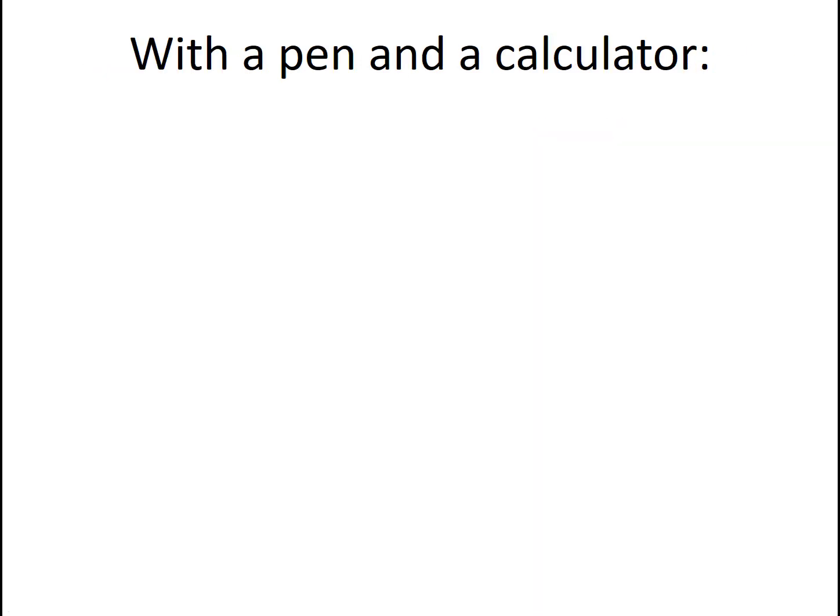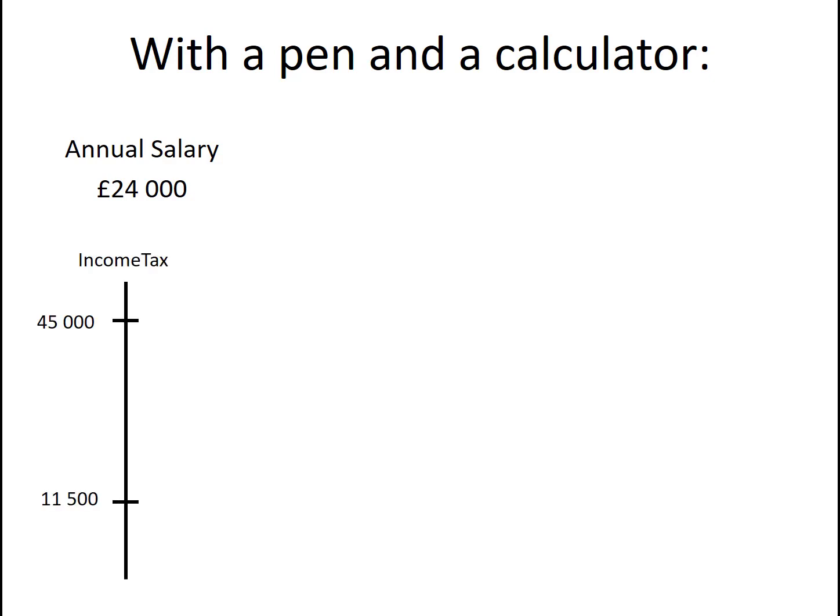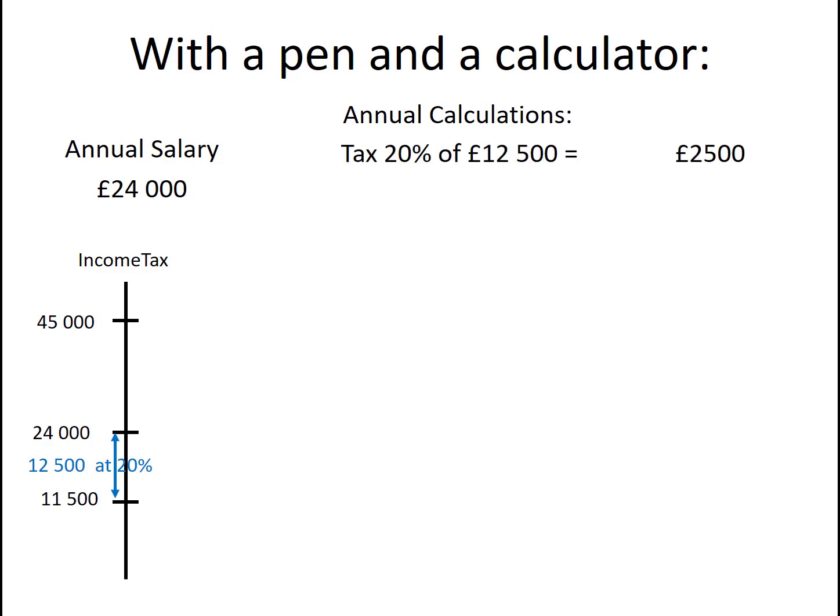Now, you should know how to do this already with a pen and a calculator and a sheet of paper. You make a note of the annual salary, £24,000. You draw a little diagram of the tax system we have in this country with thresholds at £11,500 and £45,000. You put in the salary of £24,000, work out the size of the slice which is taxable, £12,500 at 20%, then figure out some annual payments. So tax at 20% is 20% of £12,500, £2,500 a year.